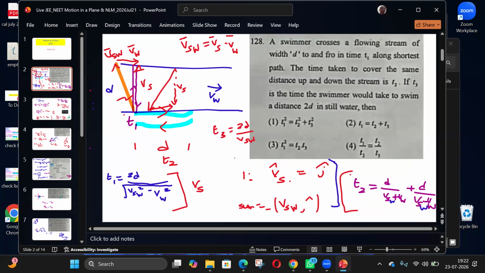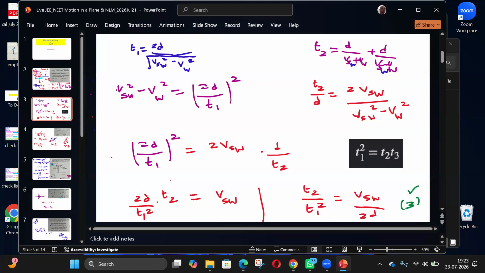So from equations 1 and 2, we have to eliminate the velocity of water, because the relative velocity is there. So this is 1 and this is 2. From this I'll get the square root. So this is the first one. From this I'll get this thing, which is equal to this one, because the velocity of water is here only. From here I'll get T2 by D equal to, cross multiplying, twice the velocity of swimmer with respect to water, divided by the denominator, this one. So this one I can eliminate.